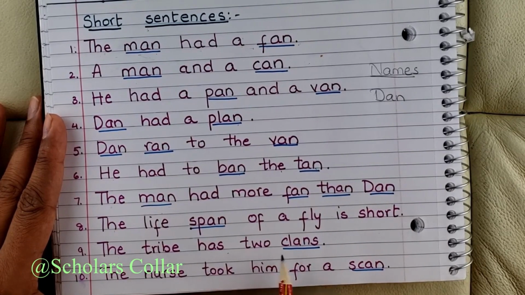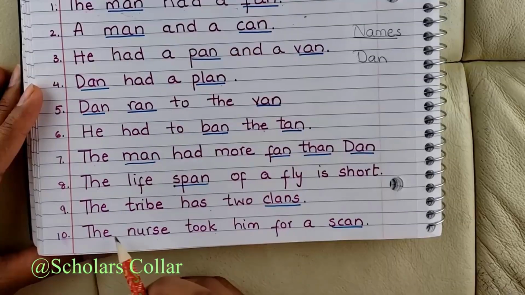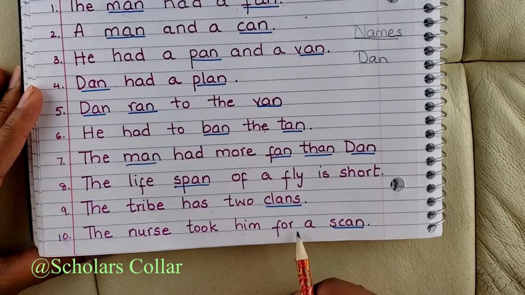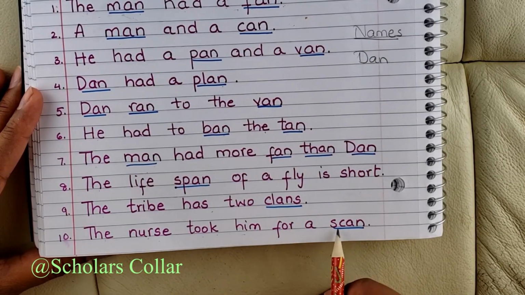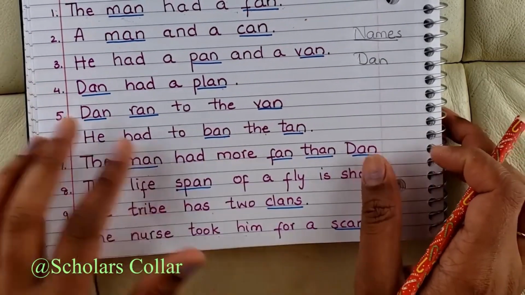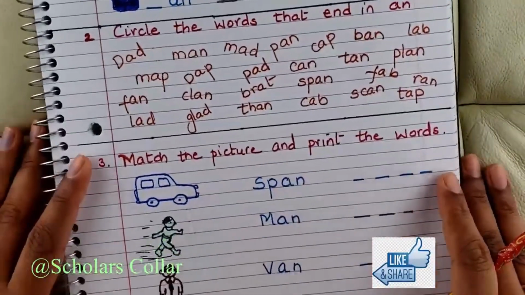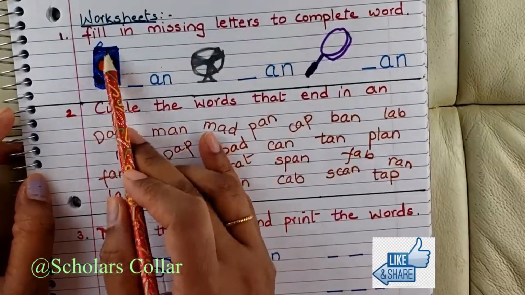The tribe has two clans. The tribe has two clans. The nurse took him for a scan. The nurse took him for a scan. Again, these are difficult, so they are for older children. Let's get started with worksheets.